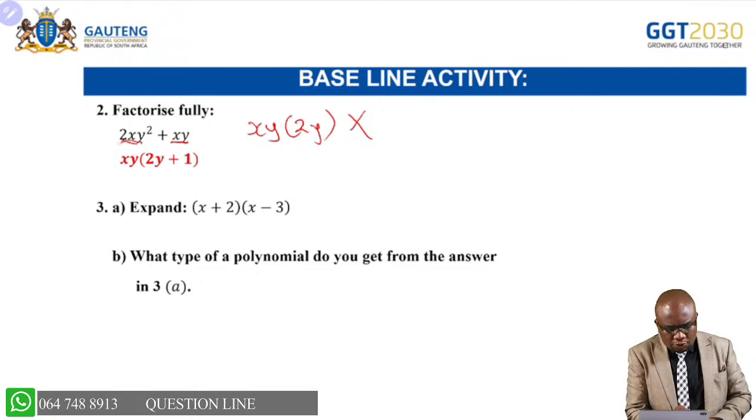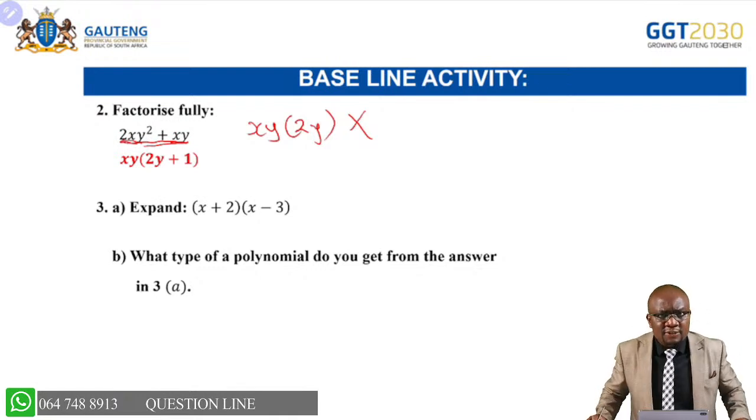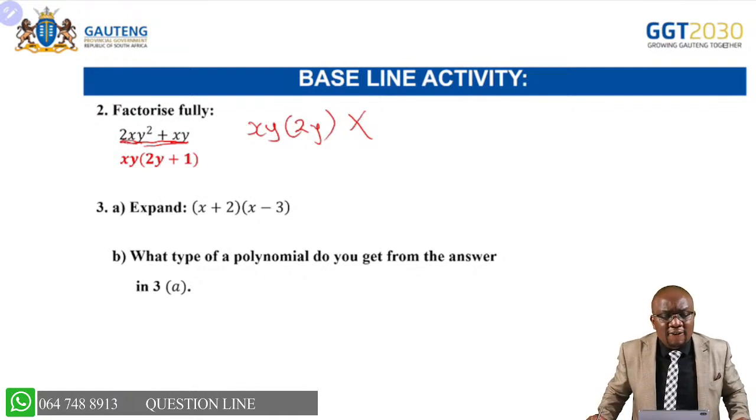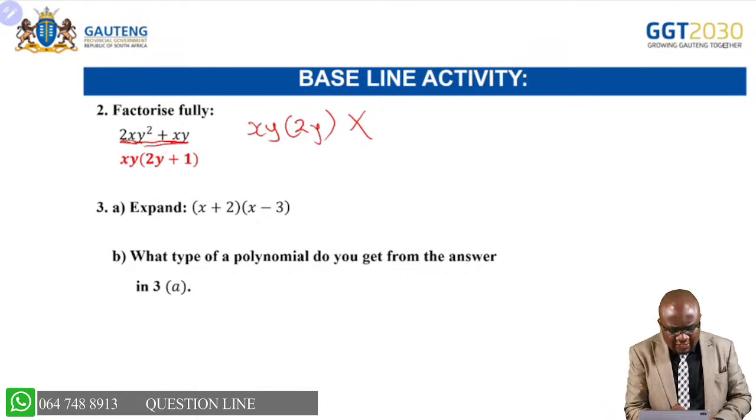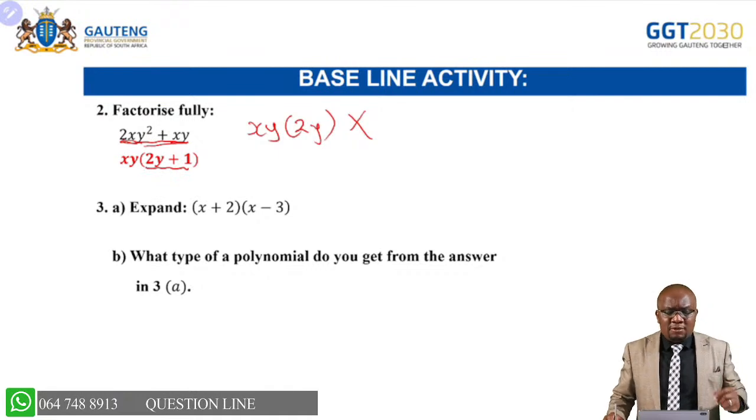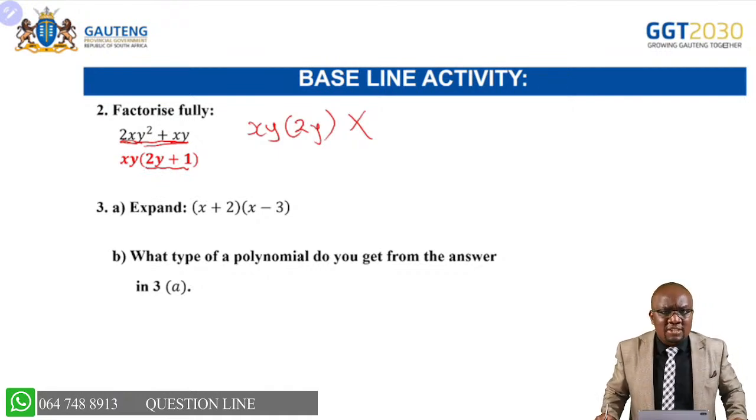If you are factorizing two terms, in your bracket you must have how many terms? You must have two terms in your bracket. You can't have one. Like here, we have two terms in the bracket. Please check that. Don't make that mistake. I'm going to give you another example with such a situation.